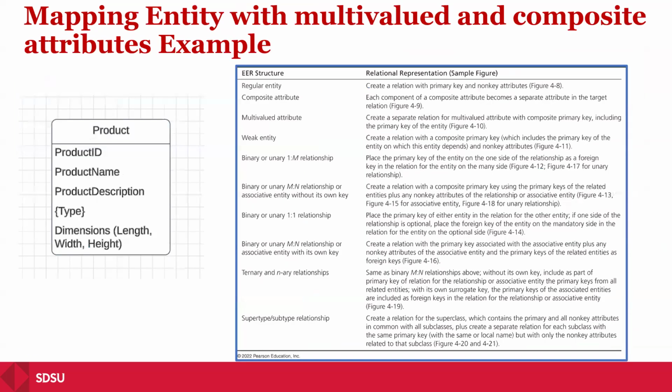Right. So let's do an example here. We have a product entity that has a total of 5 attributes. One of those attributes is a multi-valued attribute, and one is a composite attribute. I want you guys to think about it and maybe draw a little logical design for this solution, and then we will talk about the solution in a moment.